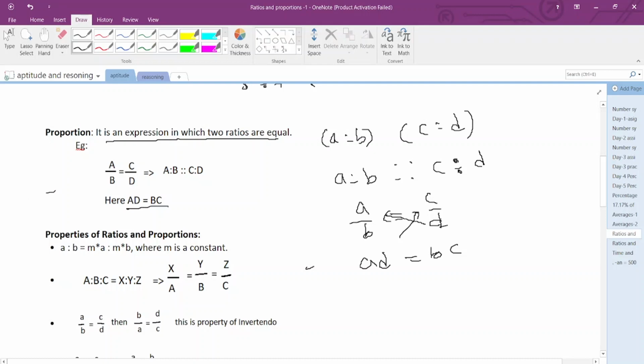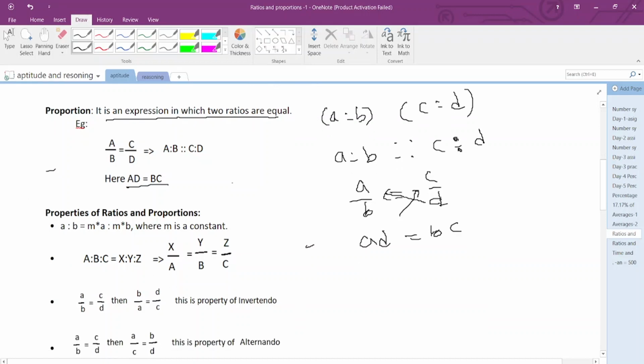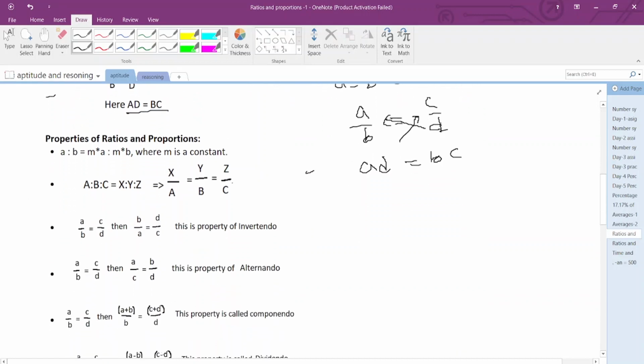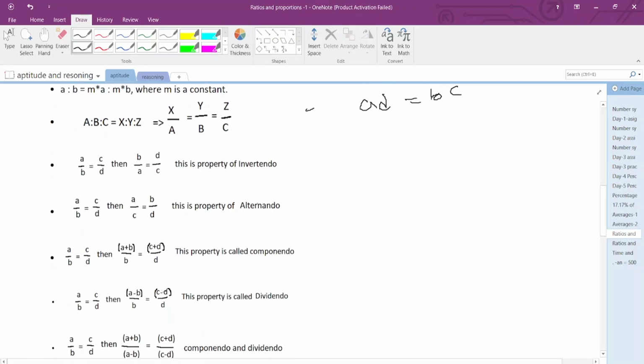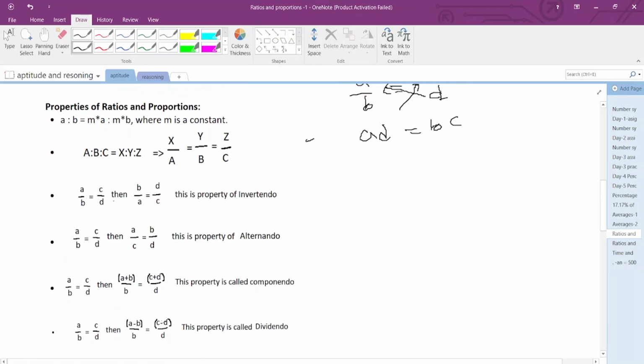Okay, so this is called proportion. There are a lot of properties for ratios and proportions, very important to solve the questions in any kind of competitive exams. So what kind of questions will they ask? These are the basic properties. We'll solve those kinds of questions, but before that just try to understand all these properties.